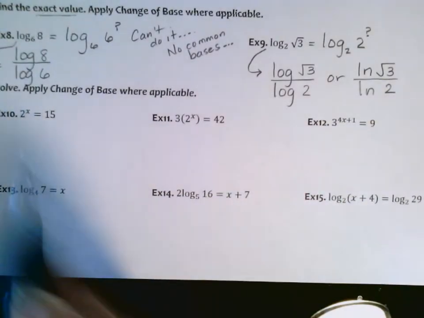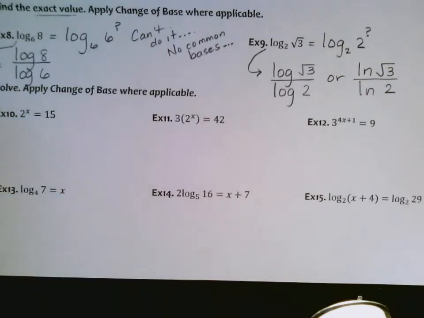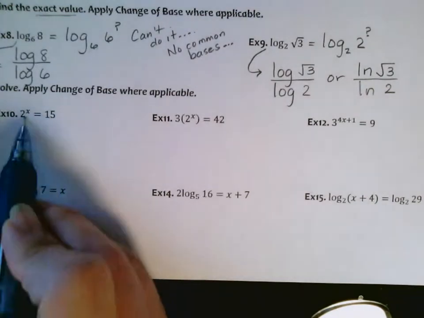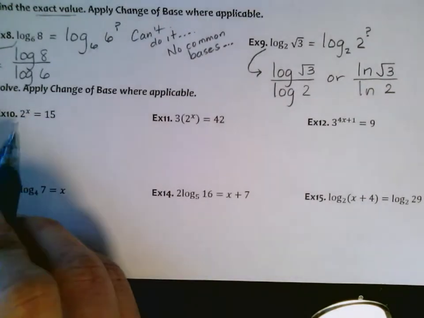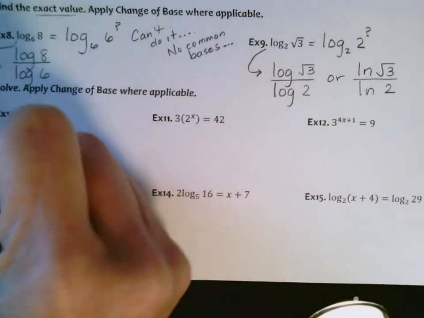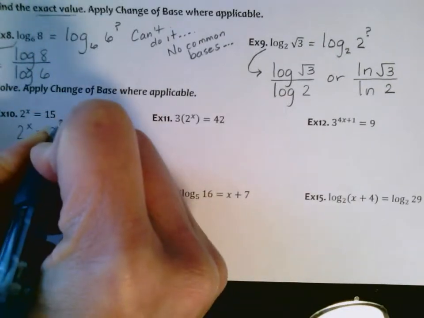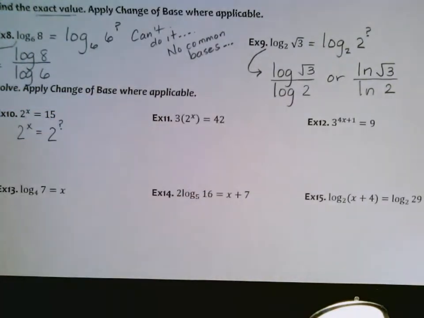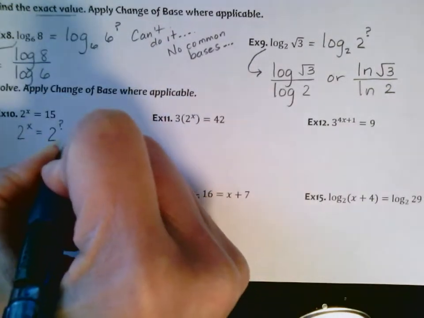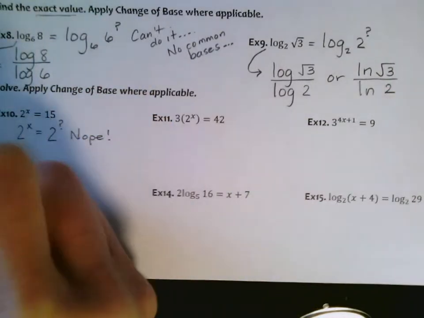So let's practice. 2 to the x equals 15. Is there a way to get common bases here? Can I rewrite 15 as 2 to the power of something? So like 2 to the x equals 2 to the something power? No. 2 to the nothing will give me 15. Can't do it, right? So I'm going to put a big nope. So when you can't do that, write it in log form.